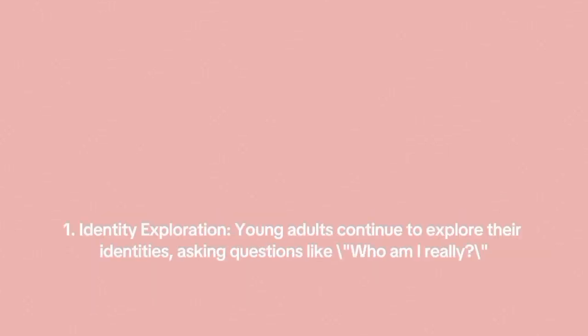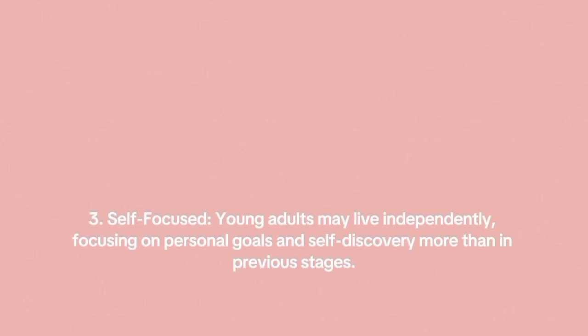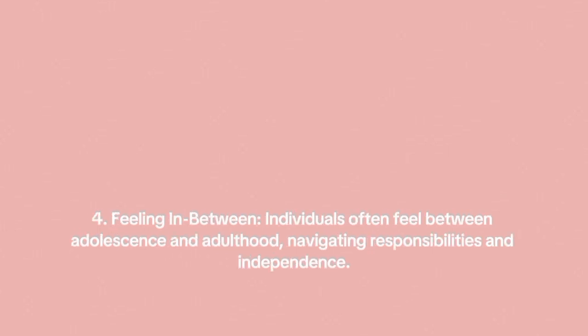Emerging adulthood. 1. Identity exploration. Young adults continue to explore their identities, asking questions like, who am I really? 2. Instability. This phase often involves uncertainty in job, relationships, and education. 3. Self-focused. Young adults may live independently, focusing on personal goals and self-discovery more than in previous stages. 4. Feeling in between. Individuals often feel between adolescence and adulthood, navigating responsibilities and independence.